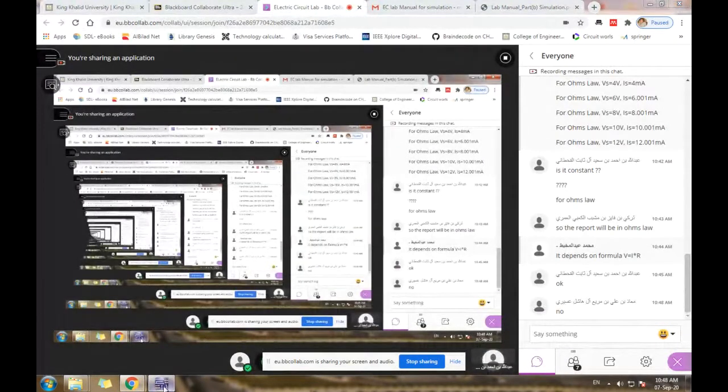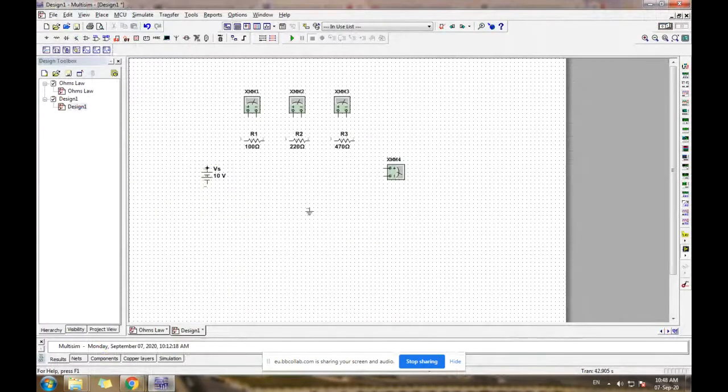Okay. So let us proceed with the connections. This plus sign appears. Make the connection to R1. From R1, it is connected to R2. From R2, it is connected to R3.